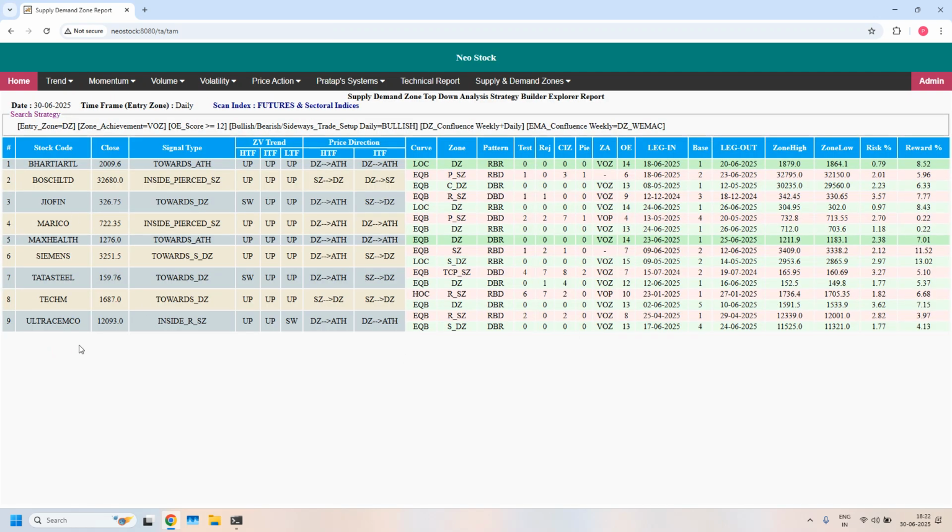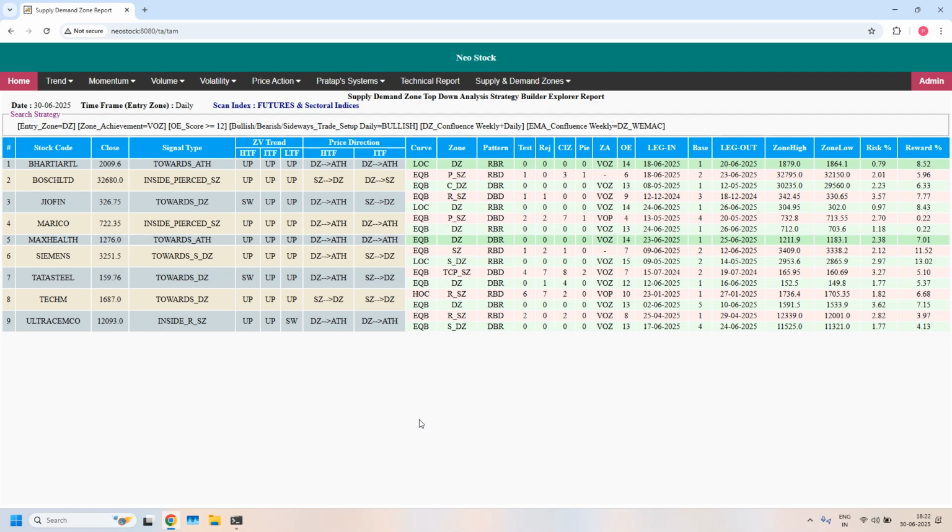Now we got 9 stocks. In all these 9 stocks, weekly demand zones are having weekly EMA. In that weekly demand zones, these daily demand zones are overlapped. That way, these daily demand zones might be having more strong institutional order flows. That's why we may say these stocks might be having high probability to get success.